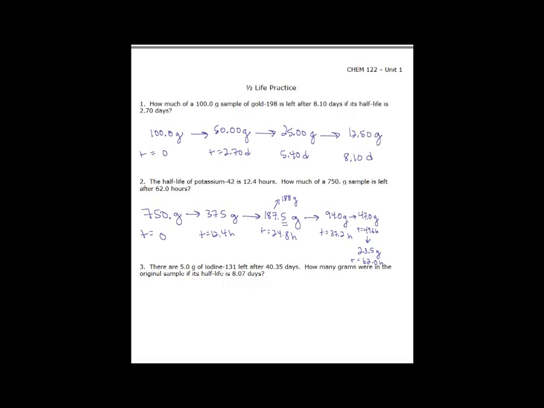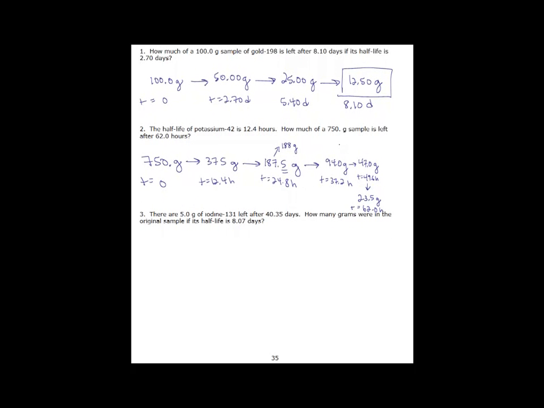Okay, so with number 1, start off with 100 at time equals 0. You go through 1, 2, 3 half-lives to get your answer of 12.50 grams. Watch your sig figs on this one. On number 2, you go through 1, 2, 3, 4, 5 half-lives.